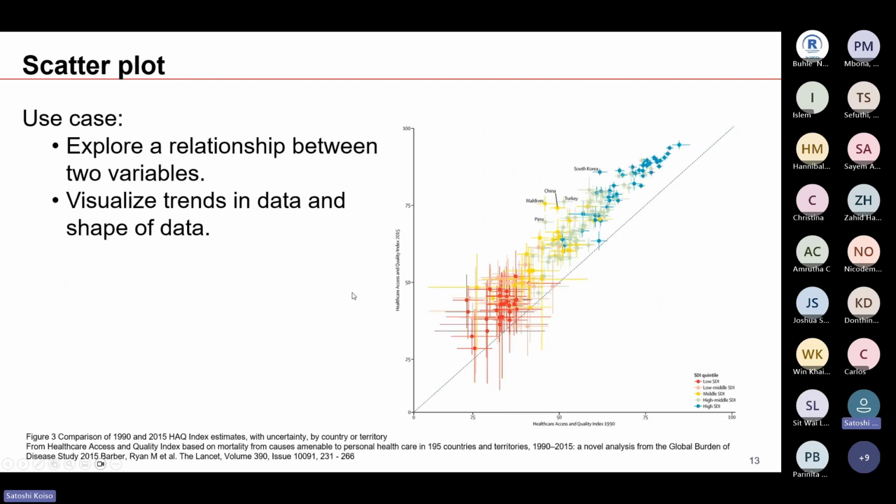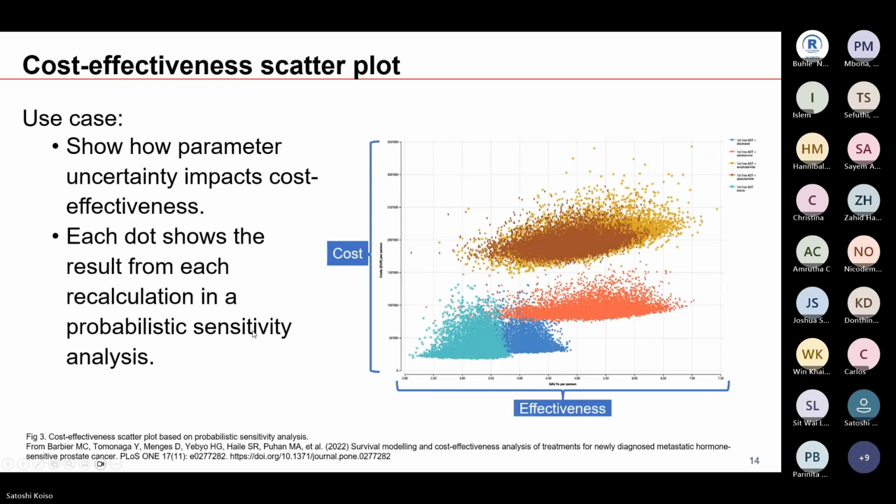And then the next one is the scatter plot. A scatter plot explores the relationship between two variables, where one variable is positioned on one axis and the other variable is positioned on the other axis. Then you can visualize trends in data and the shape of data. This is a common use case of a scatter plot in HTA context.